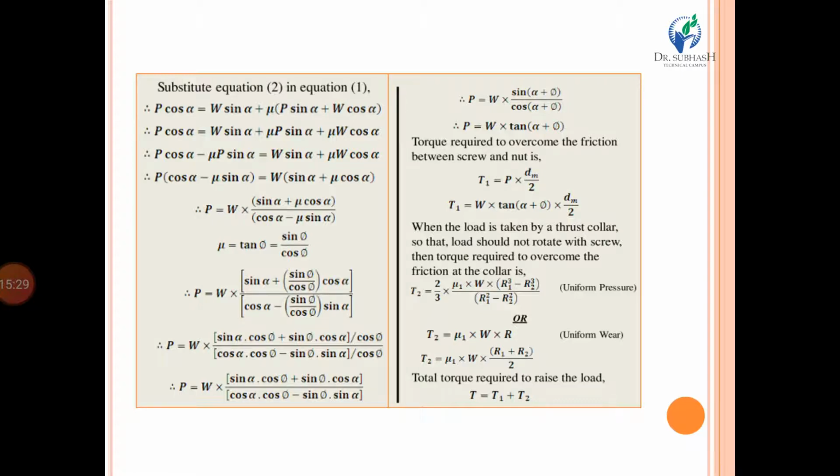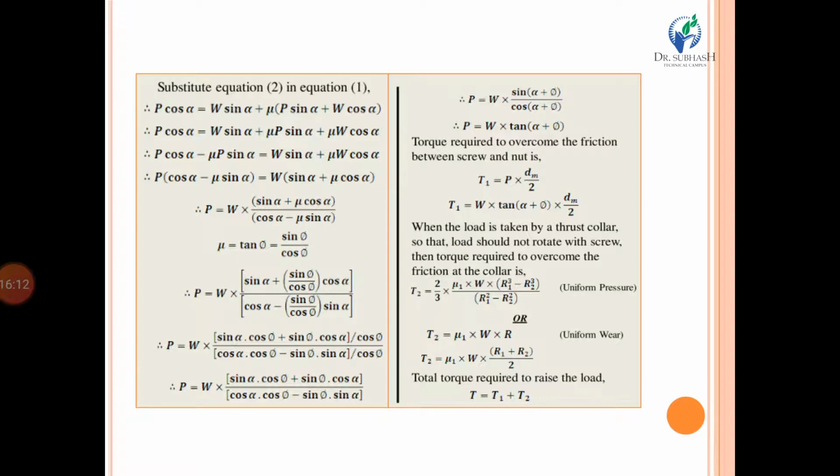Just by taking the LCM of that equation, you get P is equal to W into sin alpha cos phi plus sin phi cos alpha, upon cos alpha cos phi minus sin phi sin alpha. Now we know the trigonometric relation: sin of x plus y becomes sin x cos y plus sin y cos x. So ultimately your equation is reduced to P is equal to W sin of alpha plus phi upon cos of alpha plus phi. Ultimately P is equal to W into tan of alpha plus phi. So this is the effort required to overcome the friction produced between the screw and nut.